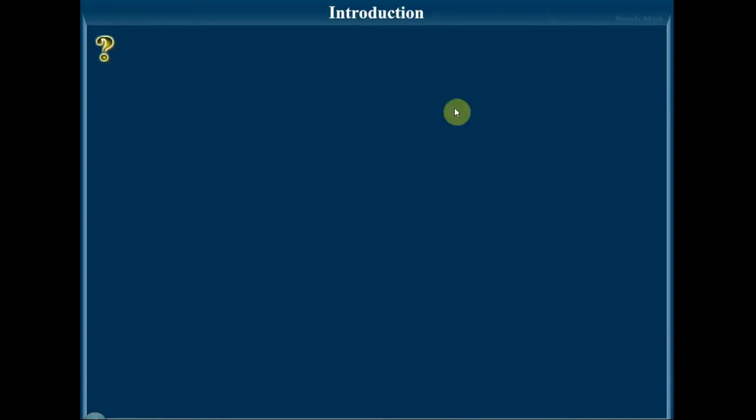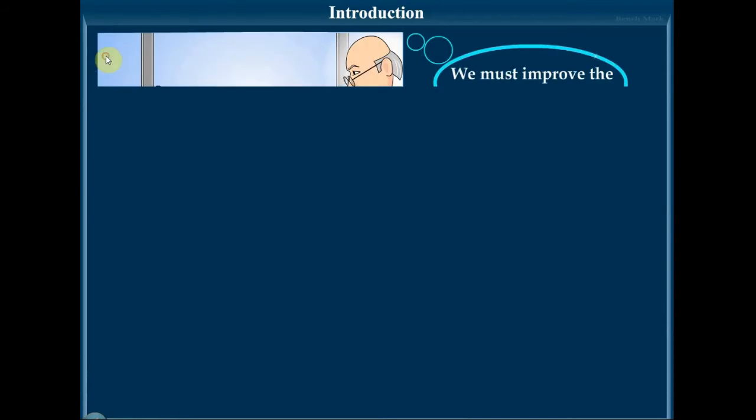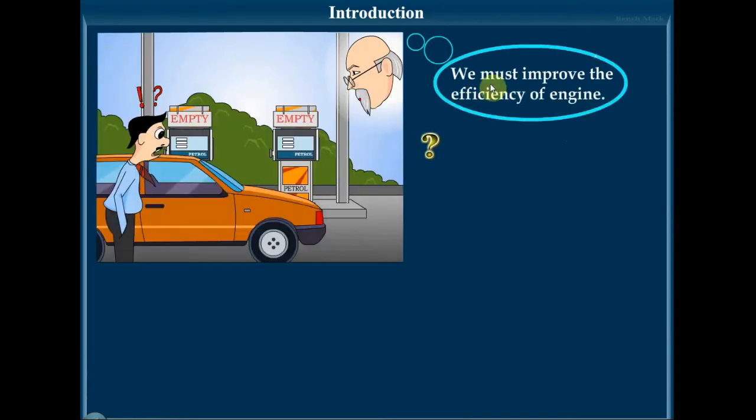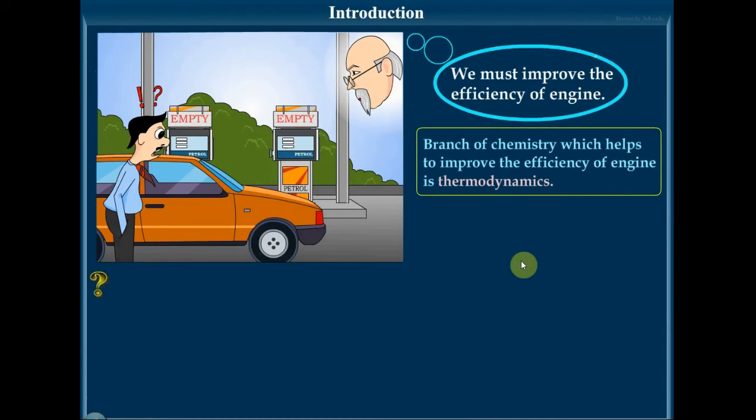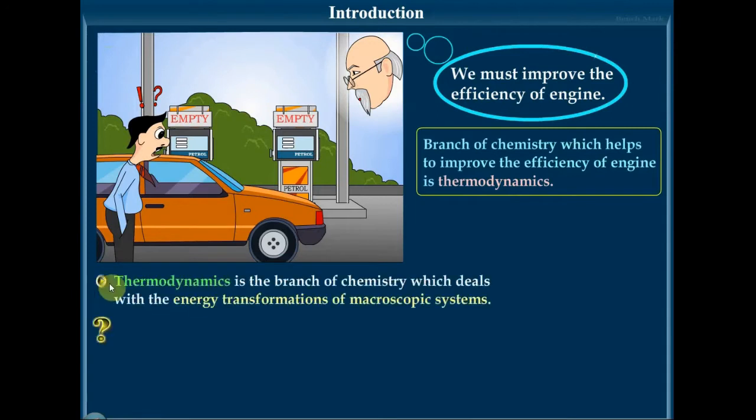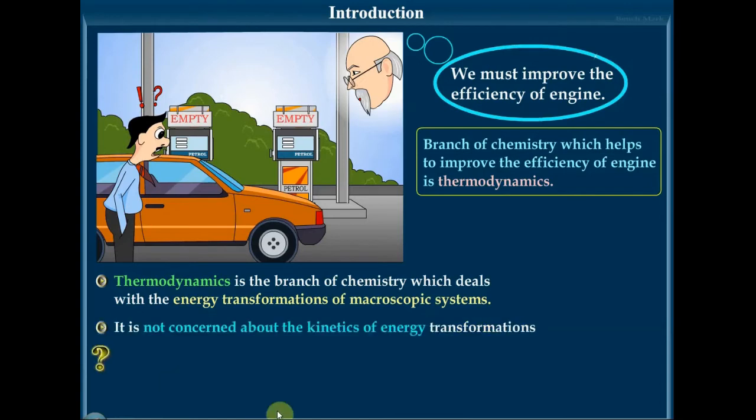So let us go to the introduction part first. Here we must improve the efficiency of the engine. That's the picture given here. As I told you earlier, the branch of chemistry which helps to improve the efficiency of an engine is thermodynamics. Thermodynamics is a branch of chemistry which deals with the energy transformations of macroscopic systems. I had given the definition of thermodynamics earlier also. It is not concerned with the kinetics of energy transformations.